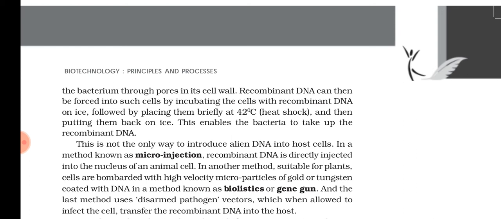So how is it done? It is done by incubating the cells with recombinant DNA on ice, followed by placing them briefly at around 42 degrees centigrade and then putting them back on ice. This continuous treatment, incubating at 42 degrees centigrade and then putting them back on ice, will make the cell more competent. It will be able to absorb any foreign DNA.